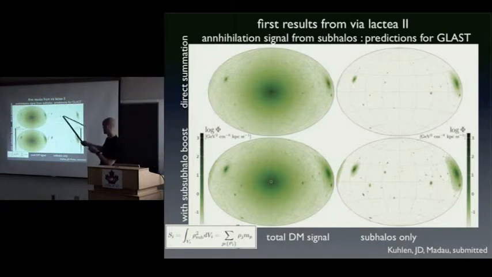Here's including everything, and this is just including particles within subhalos. And the units are still arbitrary. This is just density squared times volume. It's not photon flux yet, which will depend on particle physics.